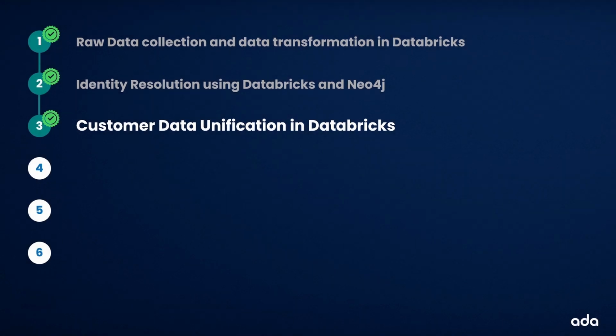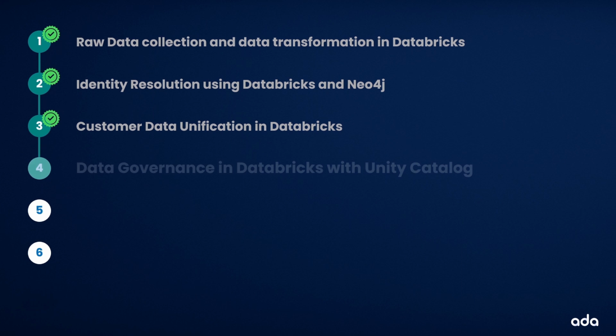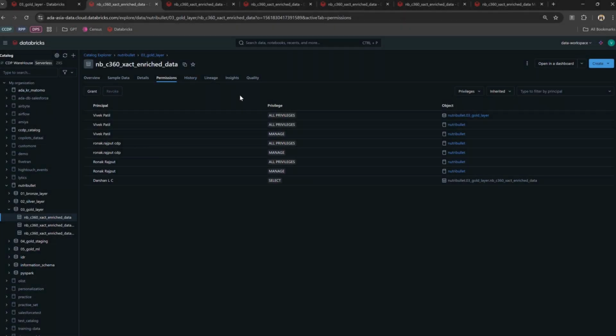Now that we've built a unified Customer 360 dataset in the gold layer, let's see how Databricks ensures enterprise-grade governance and security with Unity Catalog. Let's start with access control.